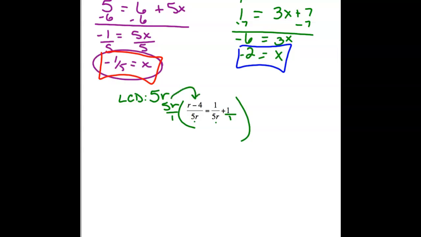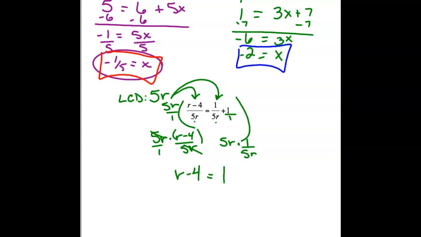When I distribute to that first one, 5r times r minus 4 over 5r, the 5r's drop out. We just get r minus 4. When I distribute it to this next fraction, 5r times 1 divided by 5r, the 5r's drop out, I'm just left with a 1. When I distribute it to just a 1, 5r times 1 is 5r.